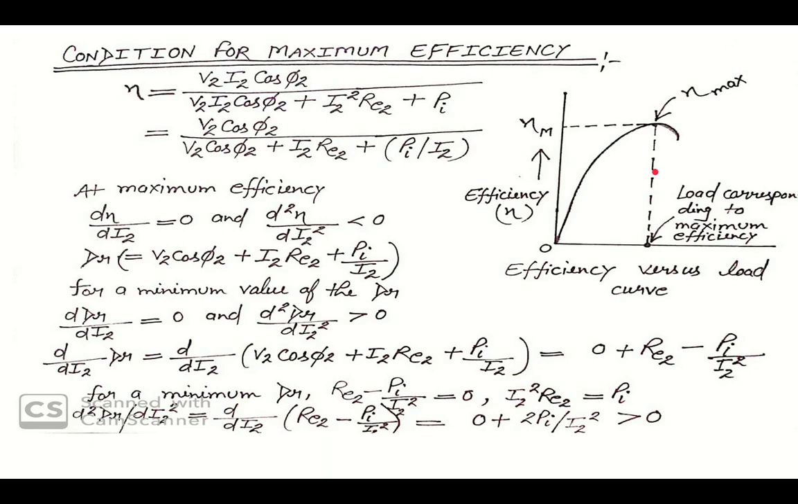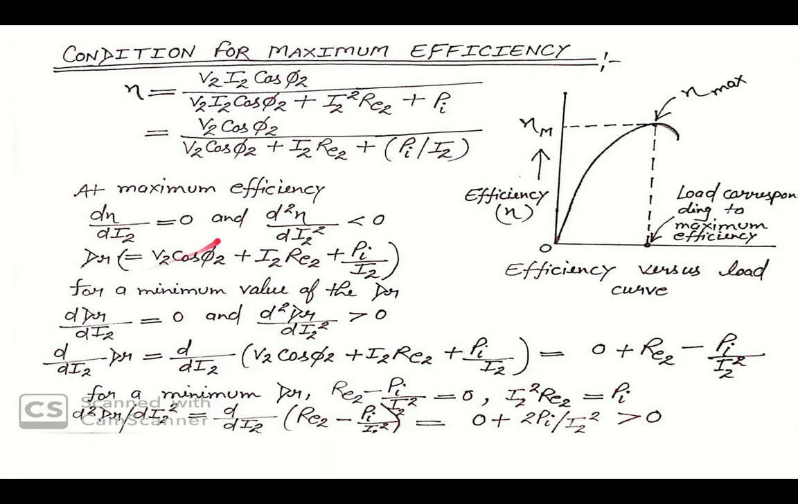So at what condition do we have maximum efficiency for a transformer? At maximum efficiency, the differentiation of efficiency with respect to load current is equal to 0, and the second derivative of efficiency is less than 0. But to fulfill this condition, the value of the denominator should be minimum.